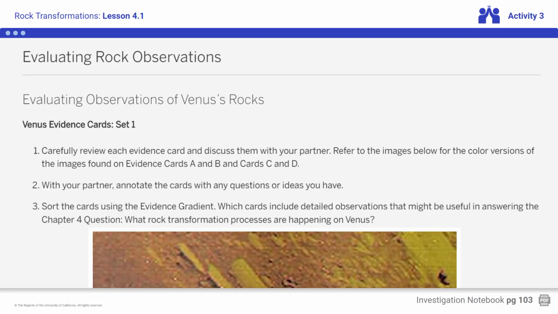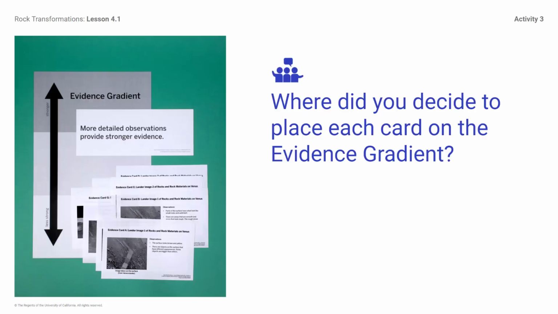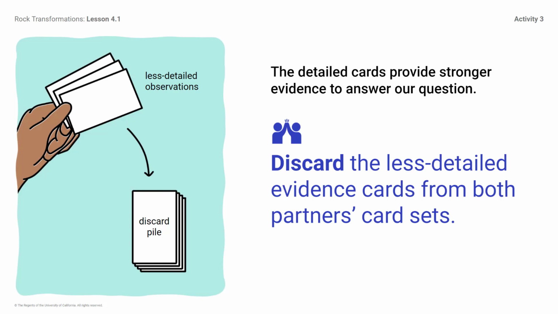Students discuss and evaluate the evidence cards using the Evidence Criterion. Where did you decide to place each card on the evidence gradient? The detailed cards provide stronger evidence to answer our question. Discard the less detailed evidence cards from both partners' card sets.